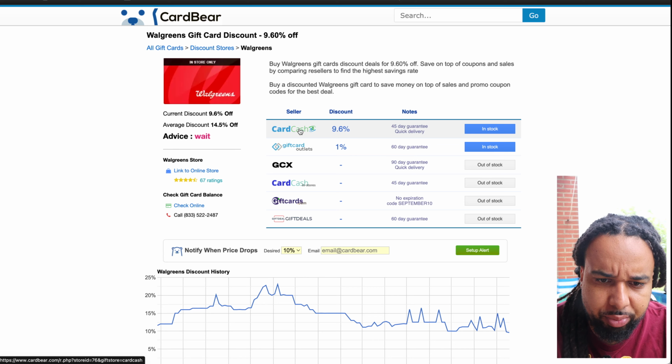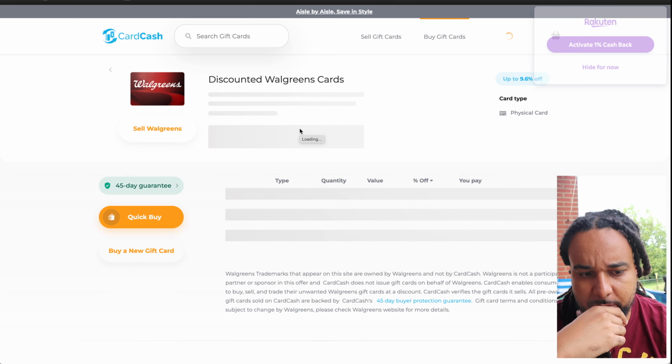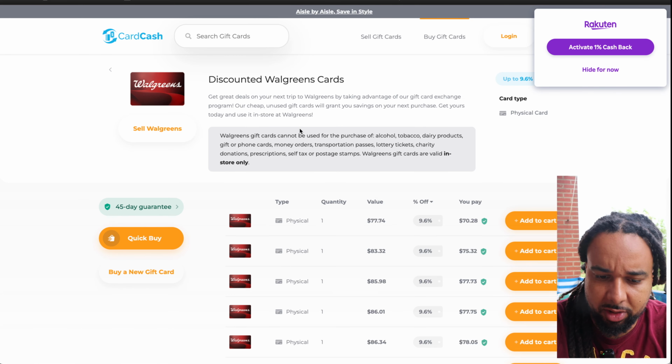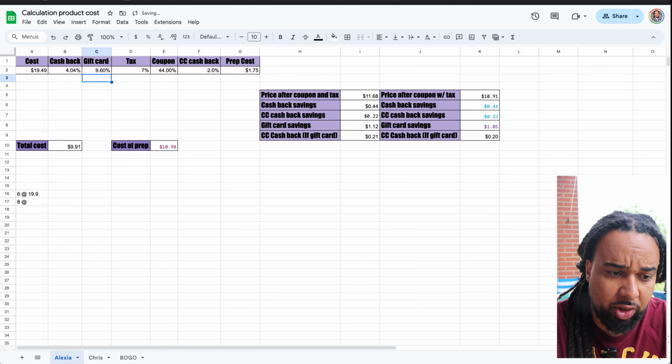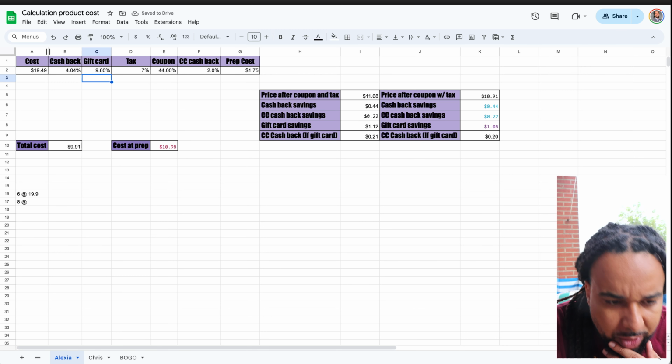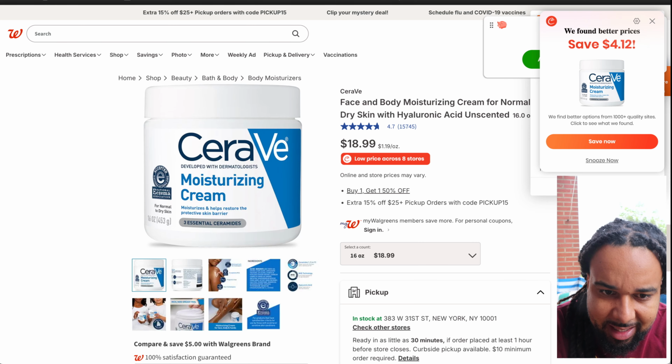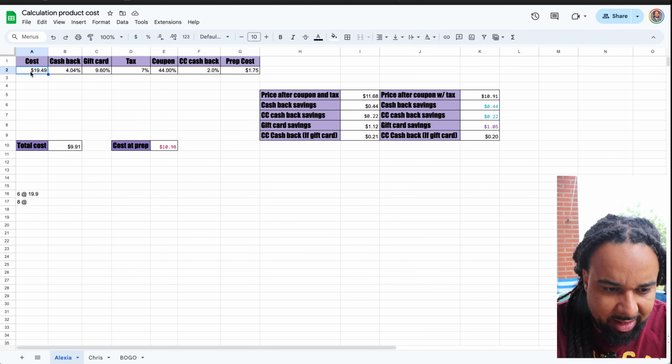Let me look at them. They are probably physical cards, so you will not be able to get them same day. Yeah, it's physical cards, but we can get 9.6% off. So let's see. And it's literally the first product that we check, all right? And we do get it at $18.99. So let's check. $18.99.